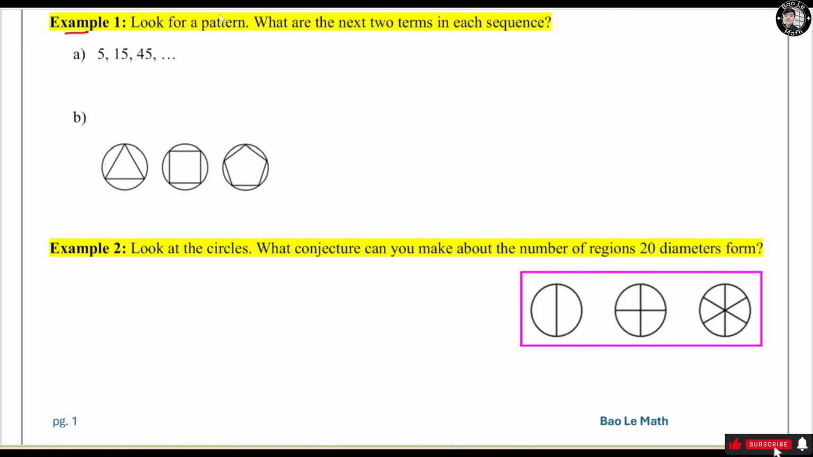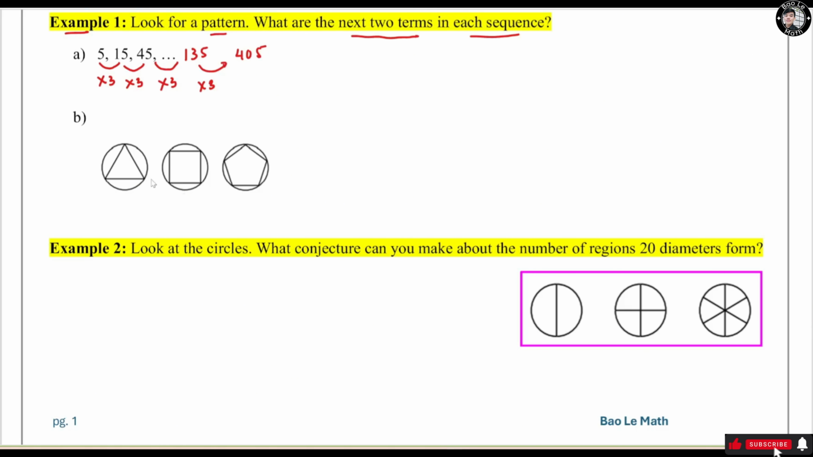Now, example number 1, look for a pattern. What are the next two terms in each sequence? Alright, so look at this one right here. In order to get 15 from 5, we're going to multiply by 3. We multiply by 3 to get 45, right? And we keep multiplying by 3 to get 135. Now keep multiplying by 3, you get 405, right? So the next two terms are 135 and 405.